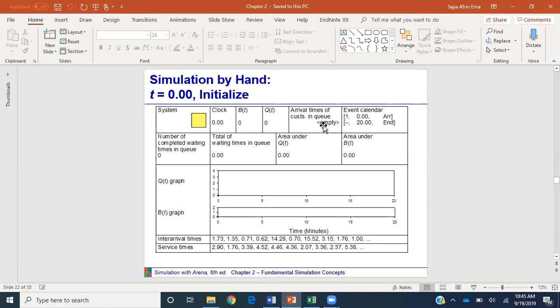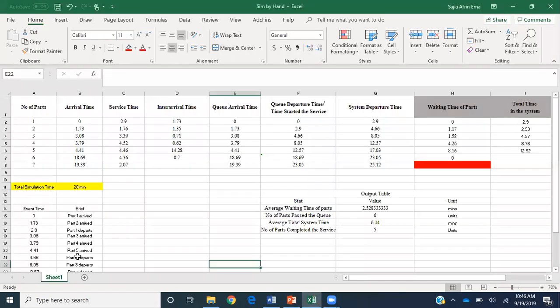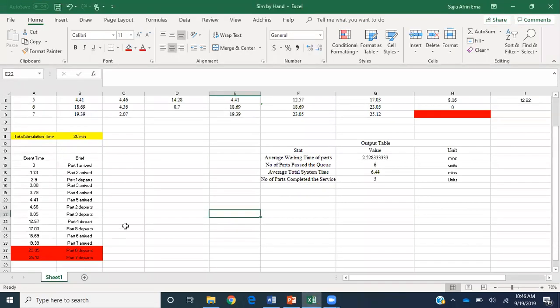And over here we can see there is no one in the queue because part 1 has not yet arrived. So in the event calendar, we can see that the next event is going to be arrival of part 1 at what time? At 0 minute. And what kind of event is it? It is arrival. So see over here in Excel, we did a similar kind of thing.